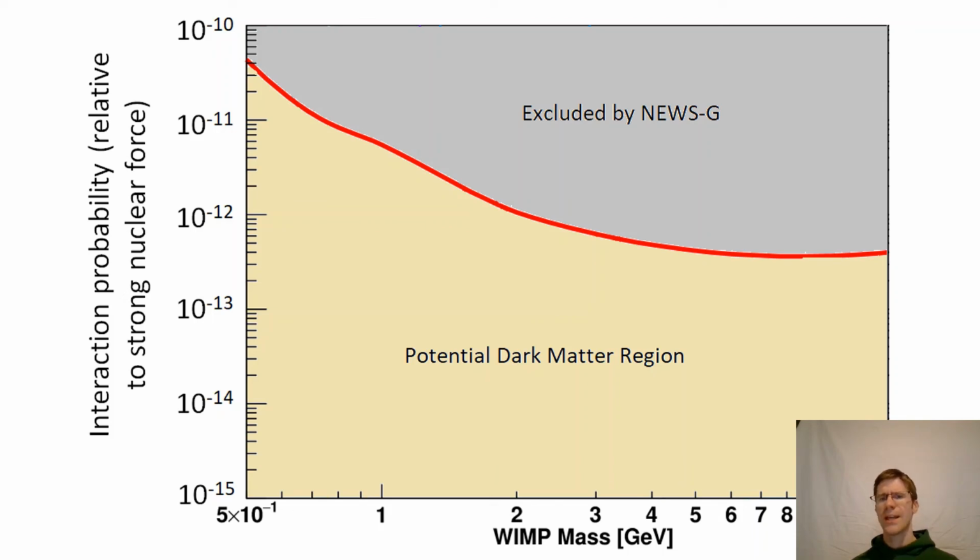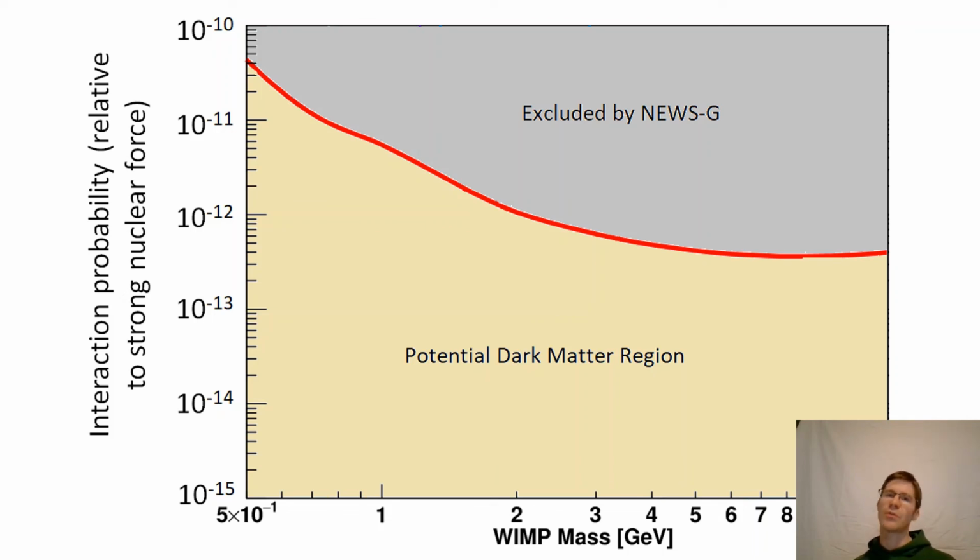And so it varies depending on the mass, but you can see in the plot it's all on the order of around 100 billionth to a trillionth to maybe a little bit less than a trillionth of the interaction probability of a proton-proton collision. Anything above that has essentially been excluded by NUSG.